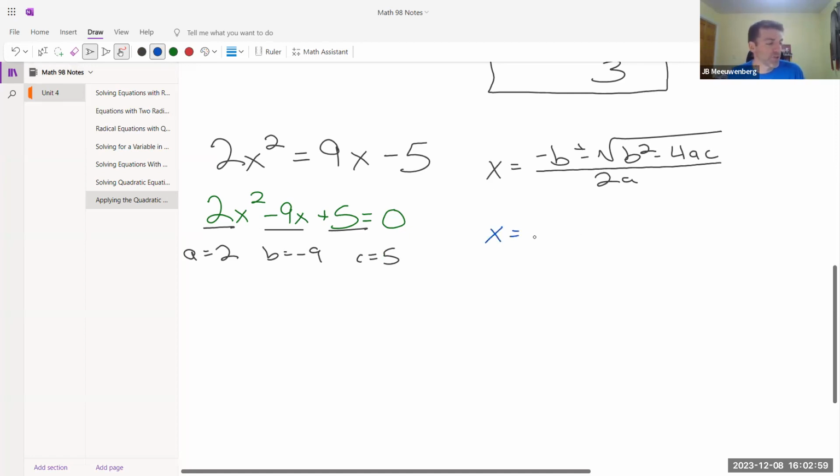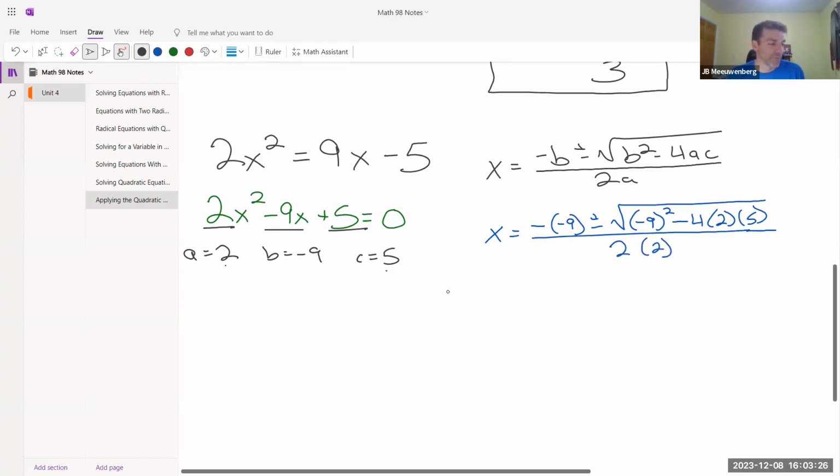X is equal to, big fraction bar, -b, which is -9. Make sure you get both negatives in there. Plus or minus the square root of, careful here, we have b squared, and b is a negative number, so I'm putting that in parentheses, minus 4 times 2 times 5, 4ac, 4 times 2 times 5, all over 2 times 2. Now let's clean it up.